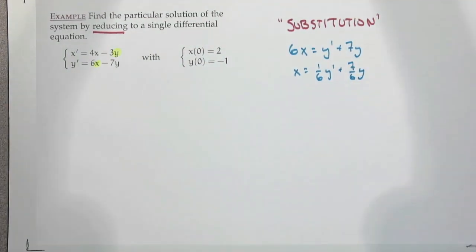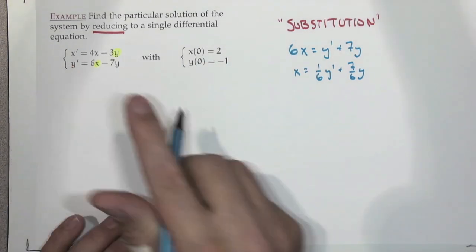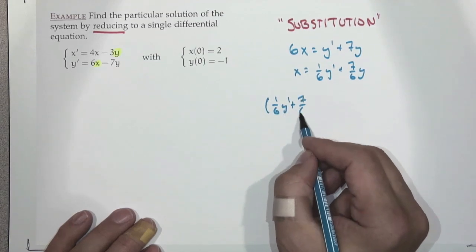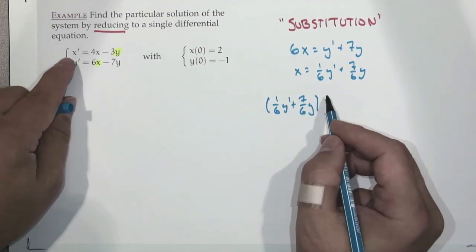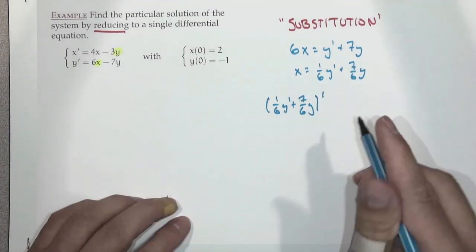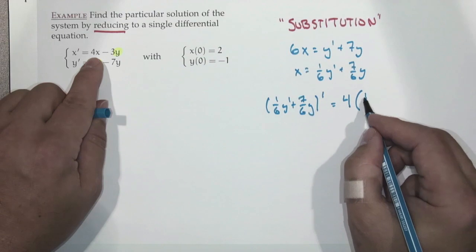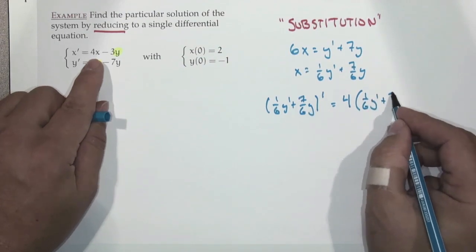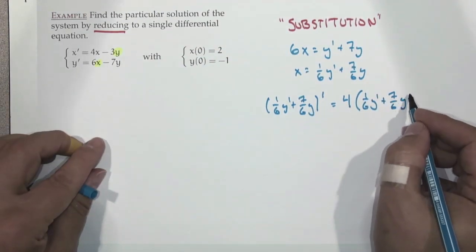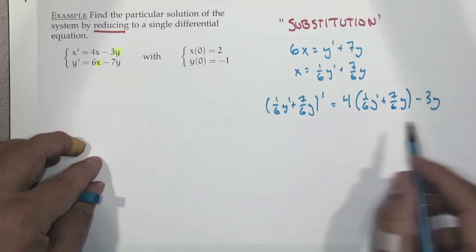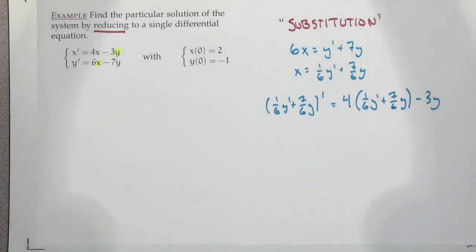And then what do you do with that information? You plug it into there. So you get x prime equals 4 times 1/6 y prime plus 7/6 y, minus 3y. And now that's a single equation. You have to work it out a little bit. So that's how substitution will work.